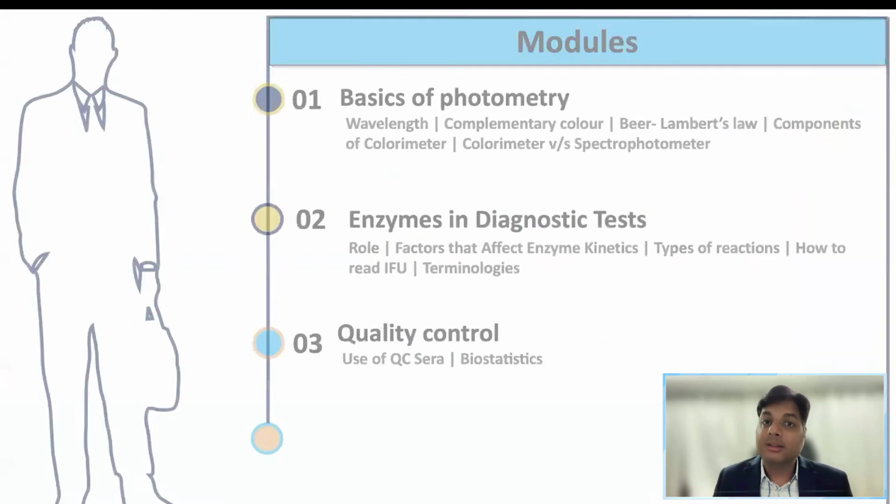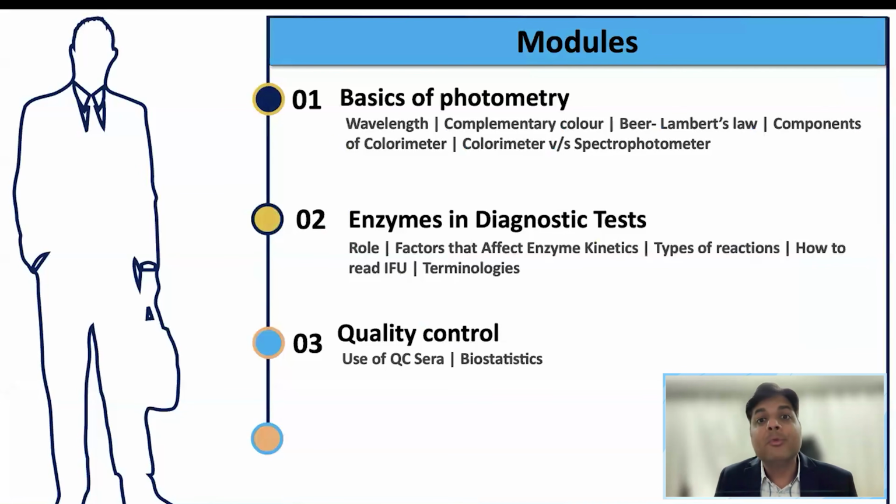So as I said, this entire video lecture series is to understand the fundamentals of clinical chemistry. It is divided into 4 different modules. In the first module, we understood the basics of photometry, in which we understood what is wavelength, what are complementary colors, what is Beer-Lambert's law and how we use it in our day-to-day life, what are the components of a colorimeter, and what is the difference between a colorimeter and a spectrophotometer.